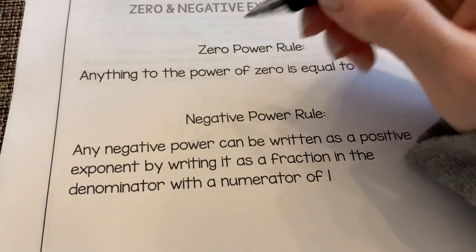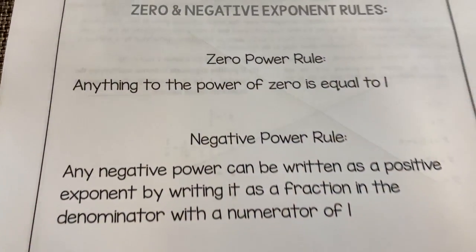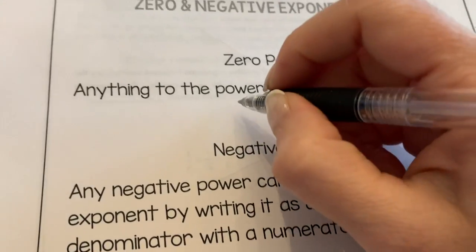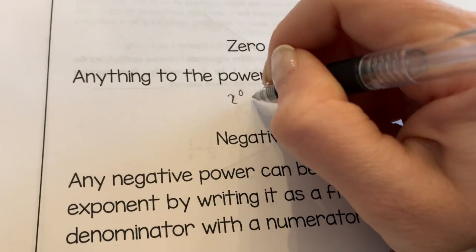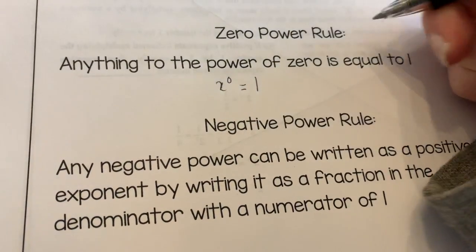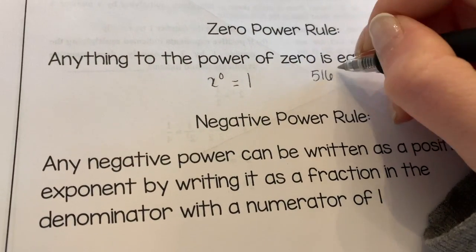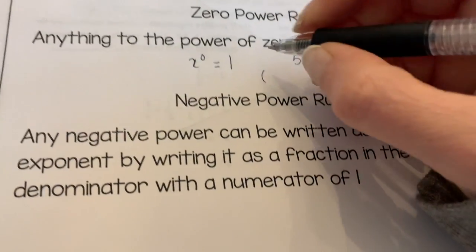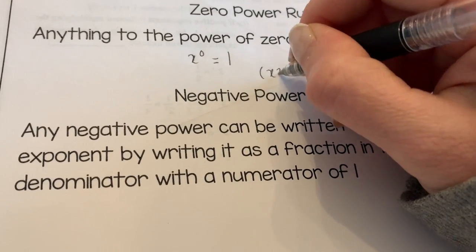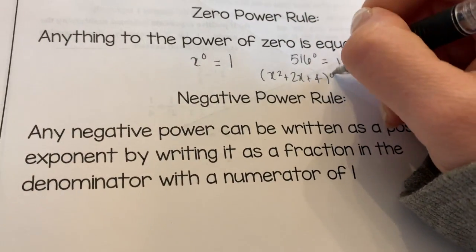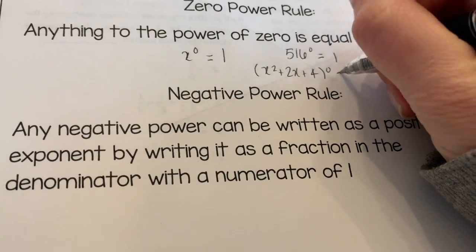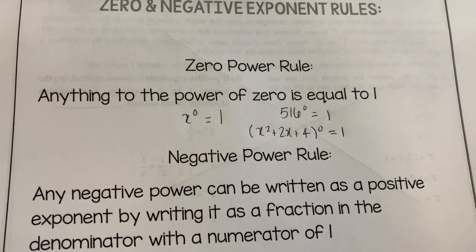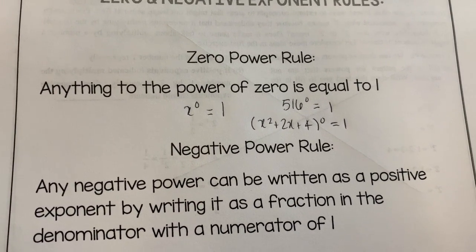The negative power rule we haven't talked about yet, but the zero power rule is just telling us that anything to the power of 0 is equal to 1. So for example, if I have x to the 0 power, that's equal to 1. If I have 516 to the 0 power, that's equal to 1. Even an entire polynomial, let's say x squared plus 2x plus 4, raised to the 0 power, is still equal to 1. So no matter how big or how small, anything raised to the power of 0 is equal to 1, okay?